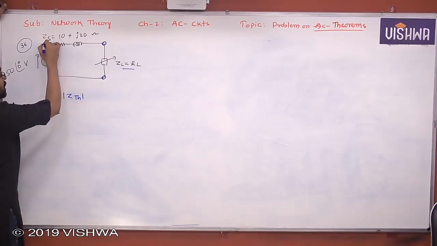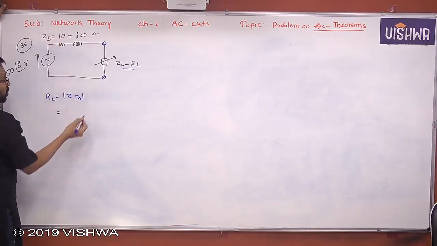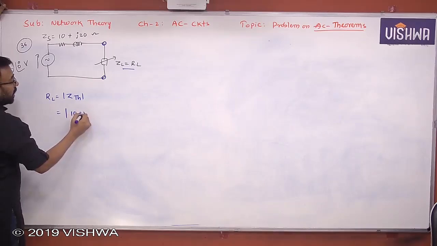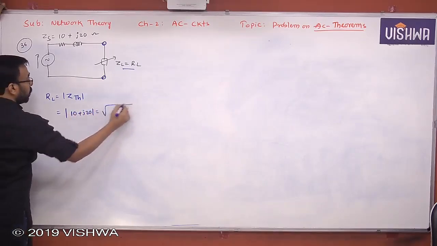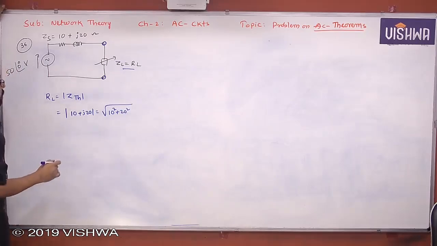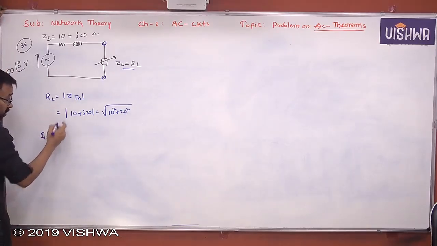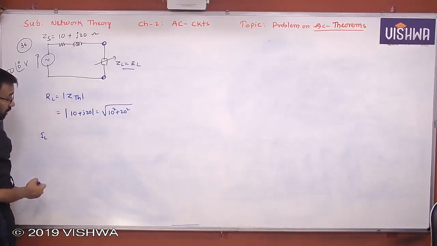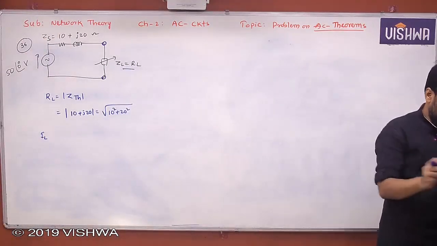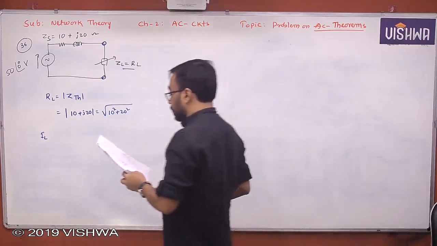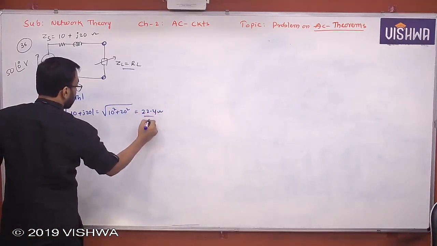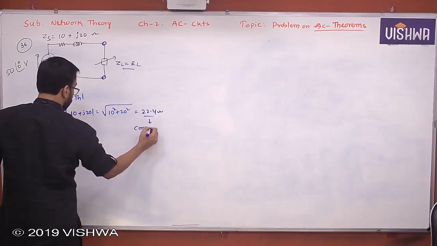Therefore, according to the maximum power transfer theorem, I can call this ZS as ZTH only, because this is a Thevenin's equivalent. So 10 plus J20 becomes root of 10 square plus 20 square. Yes or no? This is the condition for maximum power transfer. I'll give you that value directly. This value is 22.4. 22.4 ohm is the condition for maximum power transfer.